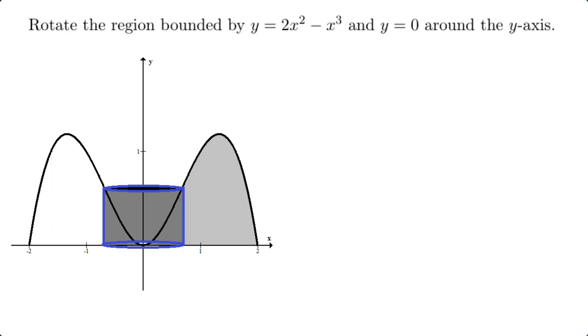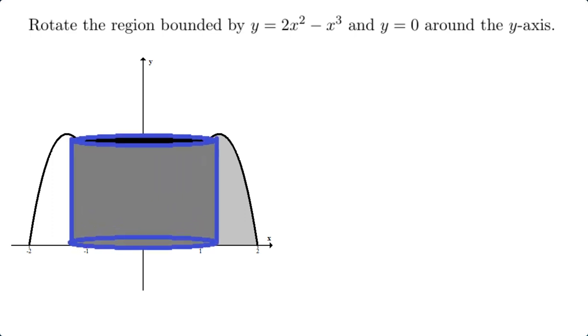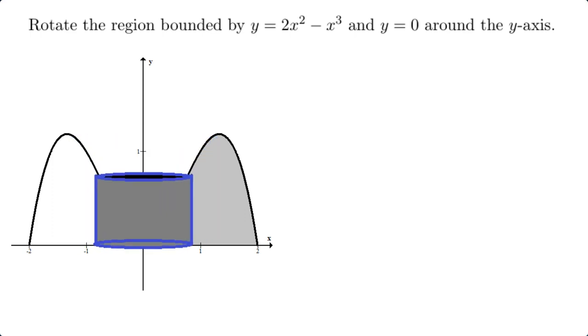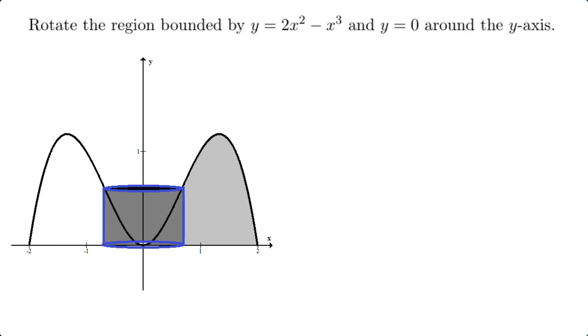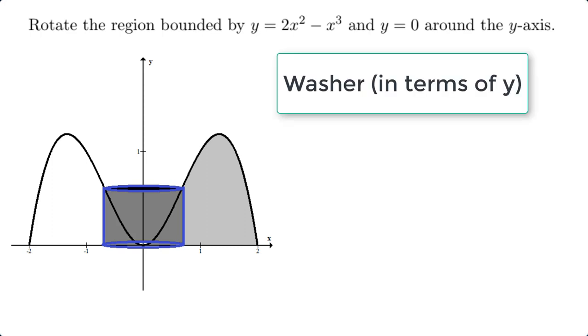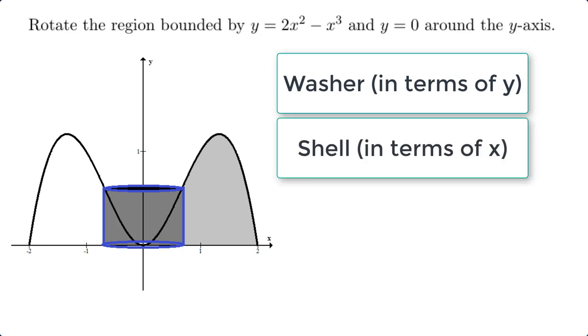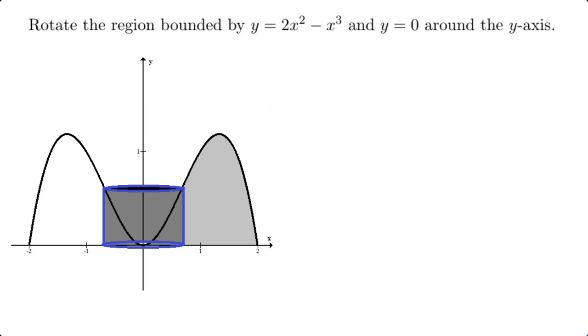Notice that if we create another shell, the sides of the cylinder move left and right along the x-axis. That means the integral will be in terms of x. So a nice trick to remember is that the variables from the shell and washer will have to be the opposite. In this example, the washer was in terms of y, and so the shell is going to be in terms of x.